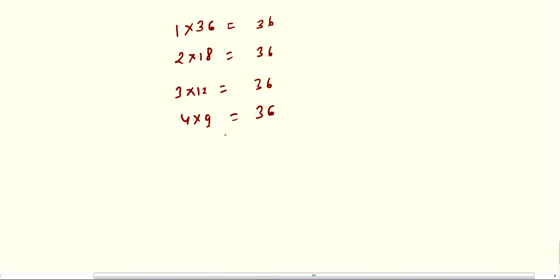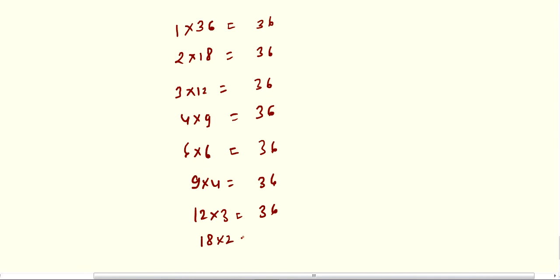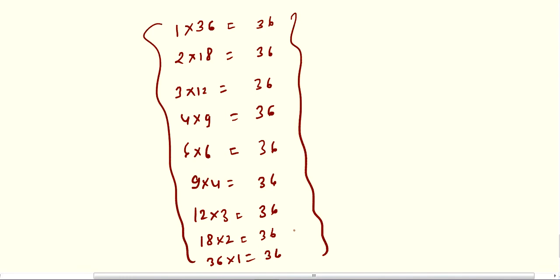Clear? Then 5 is not divisible, but 6, 6 into 6 is 36. Then 7 and 8 are not divisible, but divisible by 9, 9 into 4 is 36. Clear? Then not by 10, not by 11, but by 12 it is divisible, 12 into 3 is 36. Then not by 13, 14, 15, 16, 17, directly 18, 18 into 2 is 36. Then in the last, divisible by itself, 36 into 1 is 36. Now these are the possible values in which we are getting product 36 in all the cases.